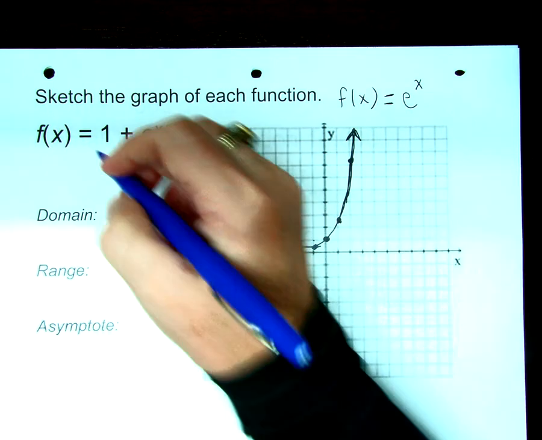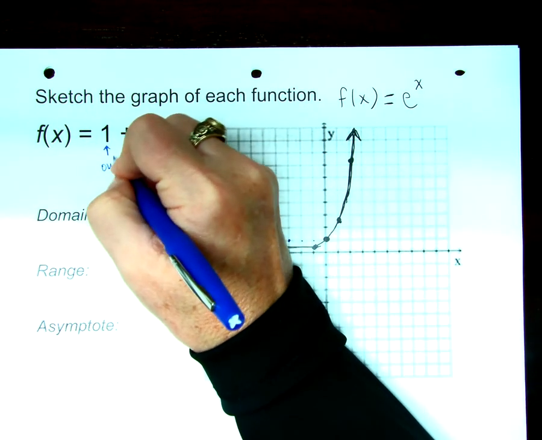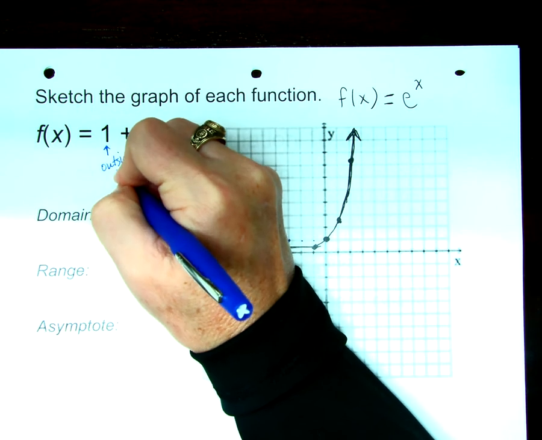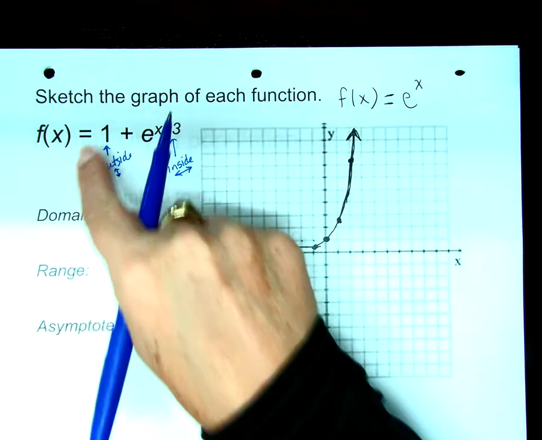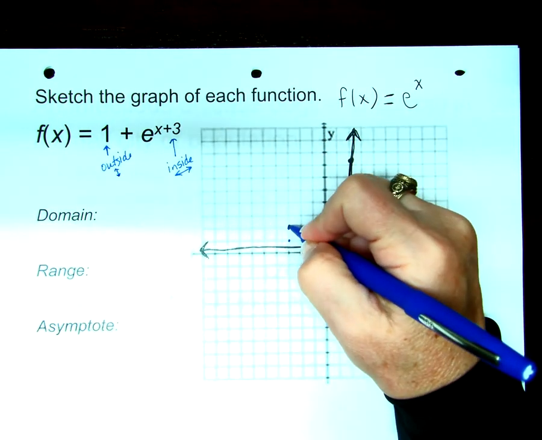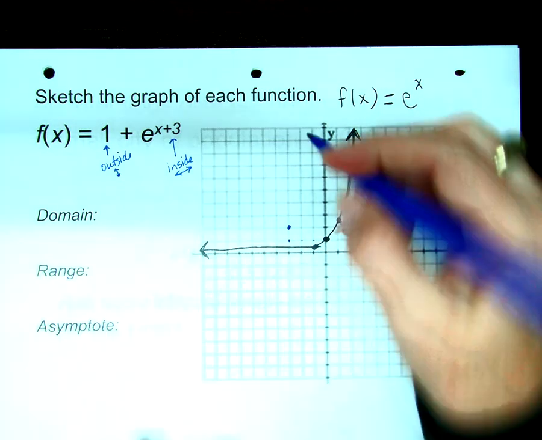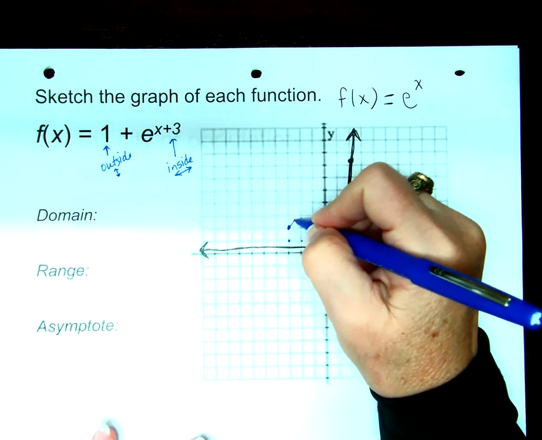And then I know that's outside of the function. So that's going to cause a vertical change. And I know it's plus 1, so it's going to move exactly where I think it should be. So it should go right there. So my new function will look something like that.